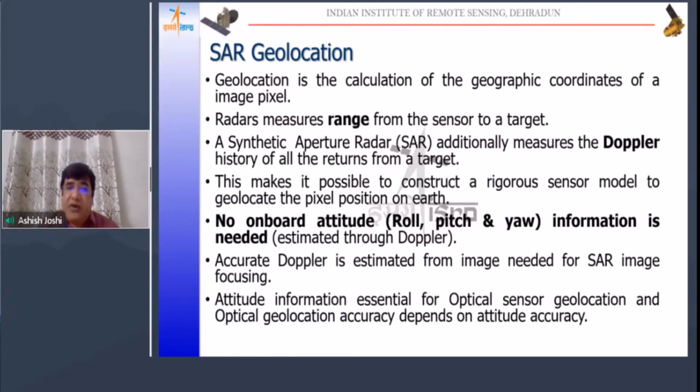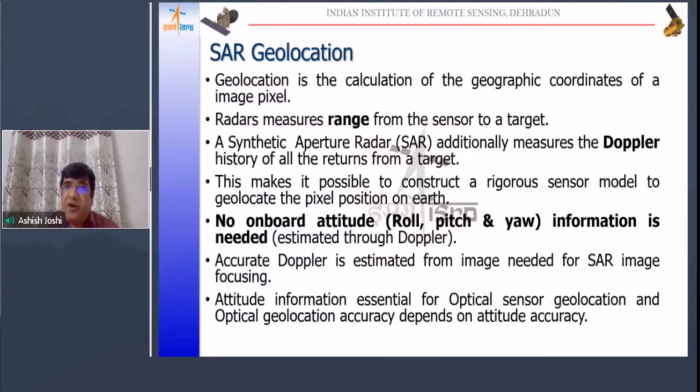The accurate Doppler is estimated from the image, as needed for SAR image focusing. So if we are doing the SAR signal processing, we have to estimate the accurate Doppler. That accurate Doppler will give the accurate attitudes. If the Doppler is not accurate, then the SAR image is not able to form, or it will be defocused. So after using the proper Doppler, we can have the proper SAR image, and we use that Doppler for our geolocation algorithm. Attitude information is essential for optical sensor geolocation, and optical geolocation accuracy depends on the attitude accuracy.